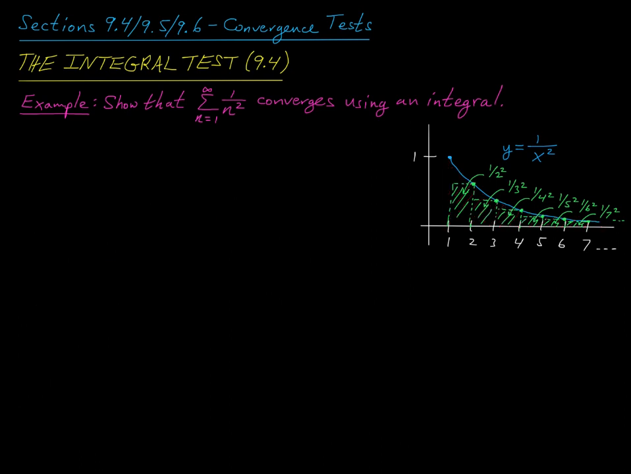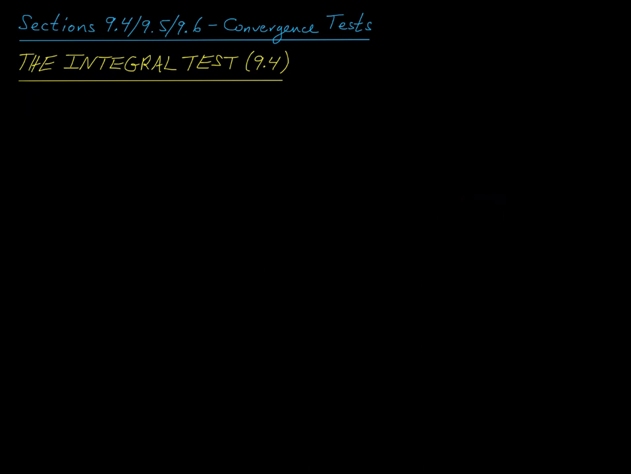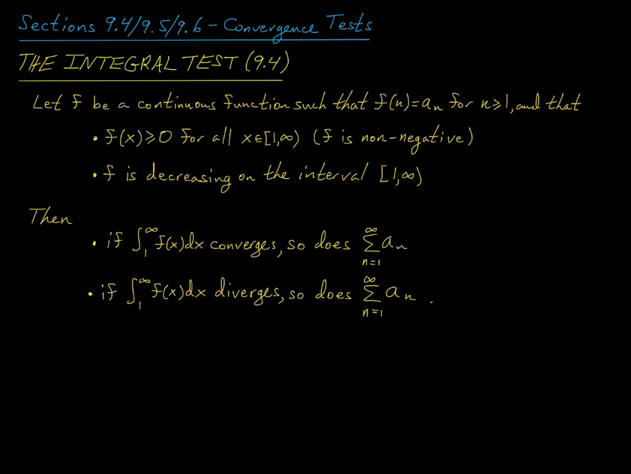So now what we're going to do is just generalize these two arguments, and that will lead us to what's called the integral test. Here's the statement of the integral test. It says, let f be a continuous function such that f of n is equal to a sub n for n greater than or equal to 1, and that f of x is greater than or equal to 0 for all x on the interval from 1 to infinity. So in other words, f is non-negative, and f is decreasing on the interval from 1 to infinity.